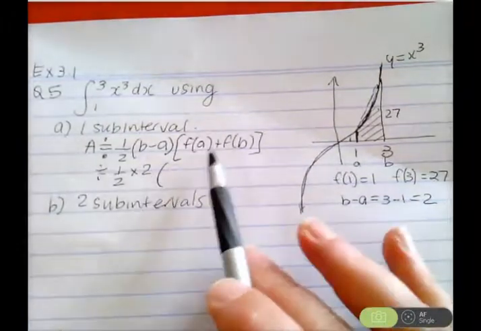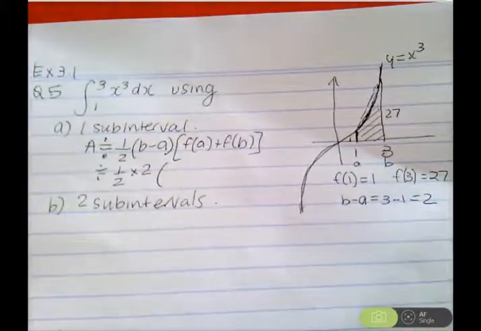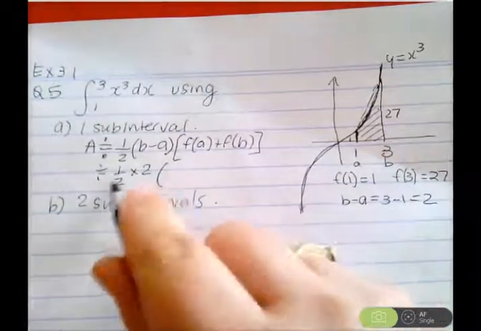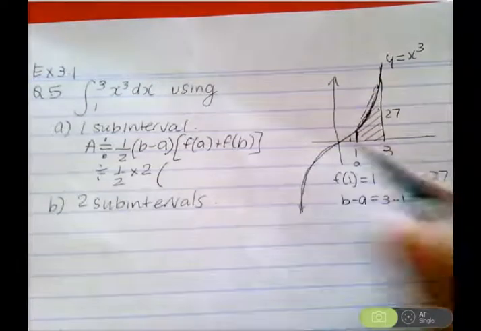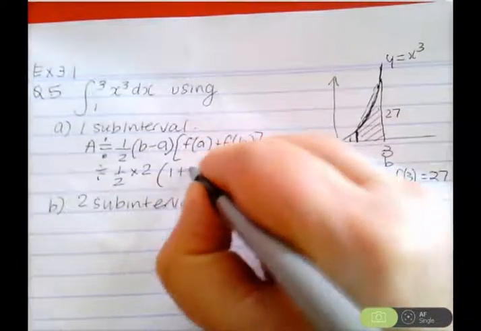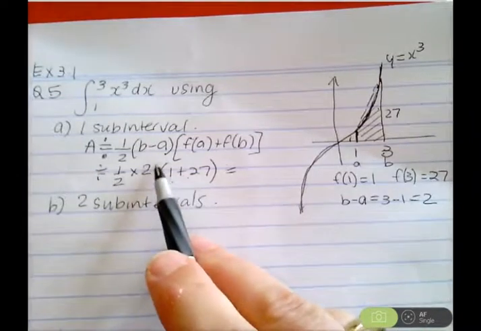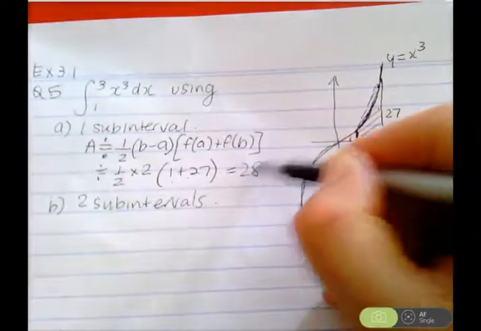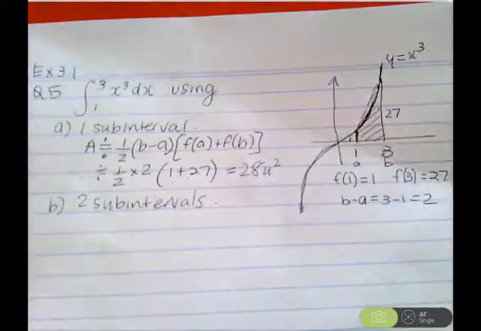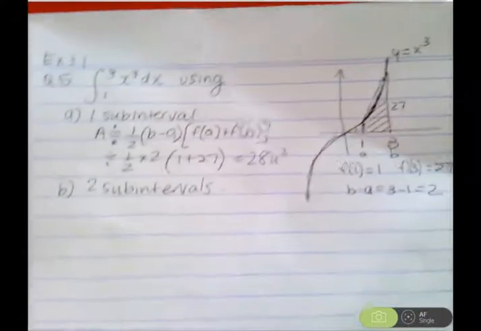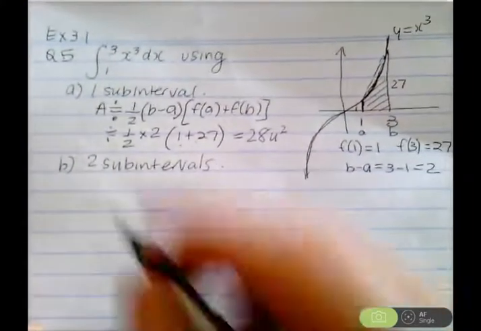Right, this is just the formula. You know what they've given you on the formula sheet? The area of a trapezium, which you already knew. So it's a half of 2, isn't it, times function of a plus function of b, 1 plus 27, which is 28. A half of 2 is 1, isn't it, so just 28. So they're saying that using an approximation of one subinterval, pretty useless, the area is approximately 28 units squared. Now, let's use 2 subintervals.